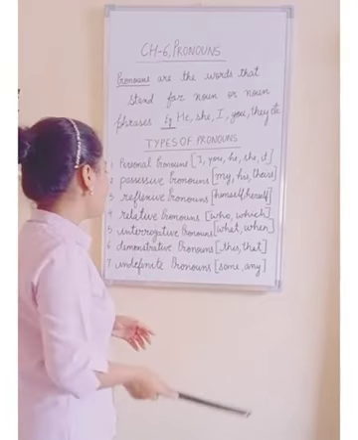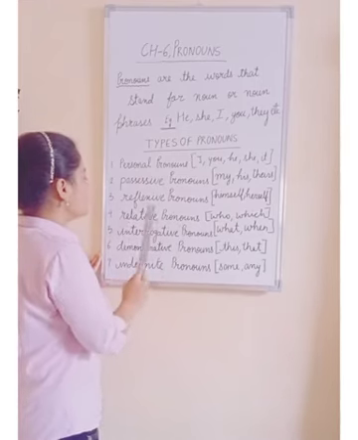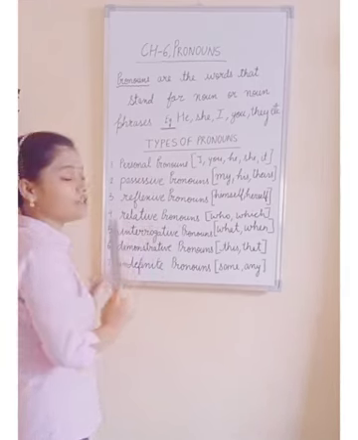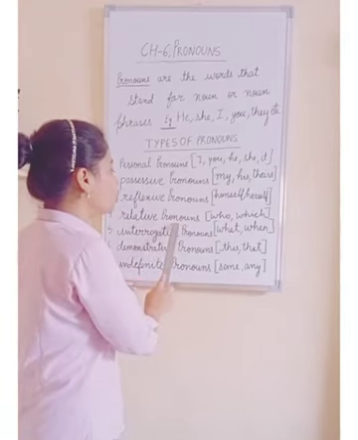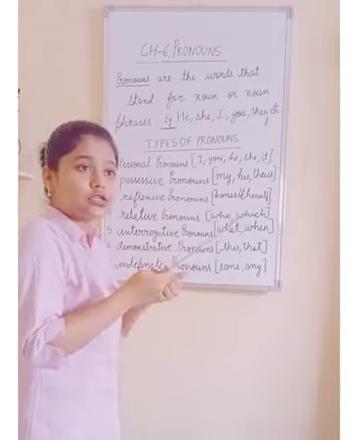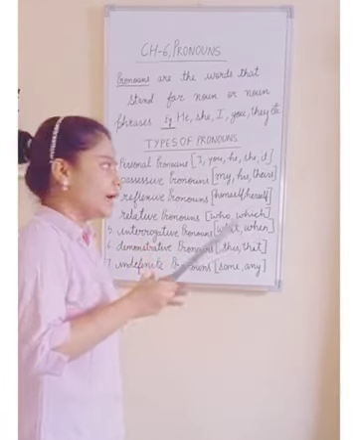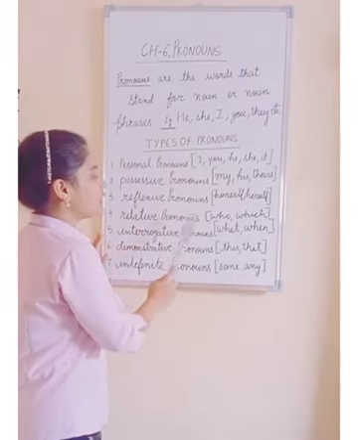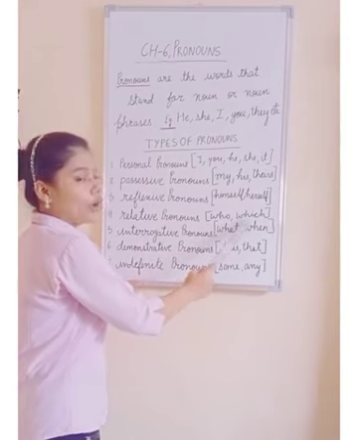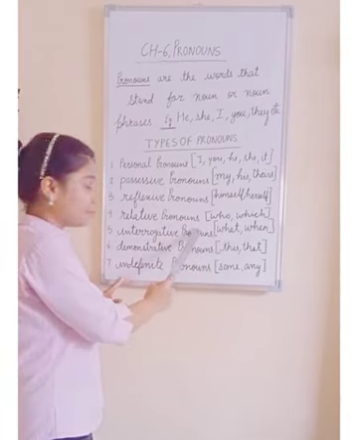Okay? The fourth type of pronouns is relative pronouns. This word relative itself is telling you that this type of pronoun will be used to relate to things, or to sentences, or to parts of sentences. It is used to relate, right? So relative pronoun examples are who, which. All these are relative pronouns, right?